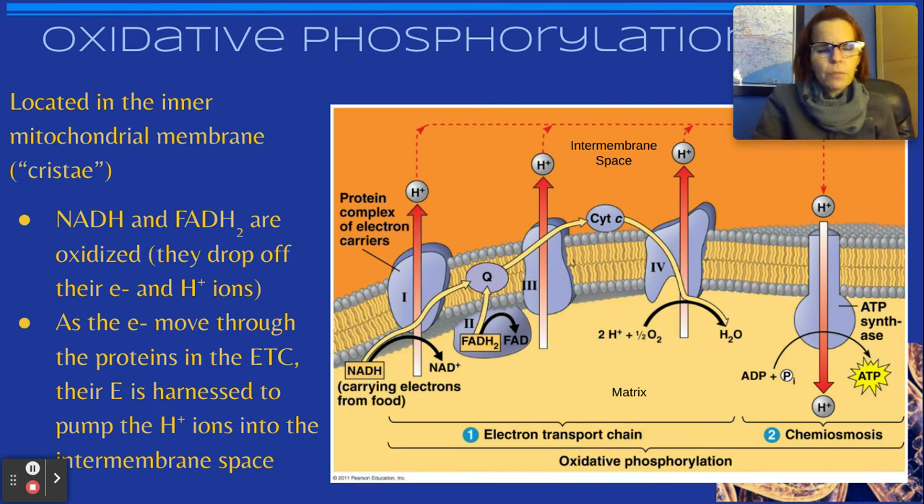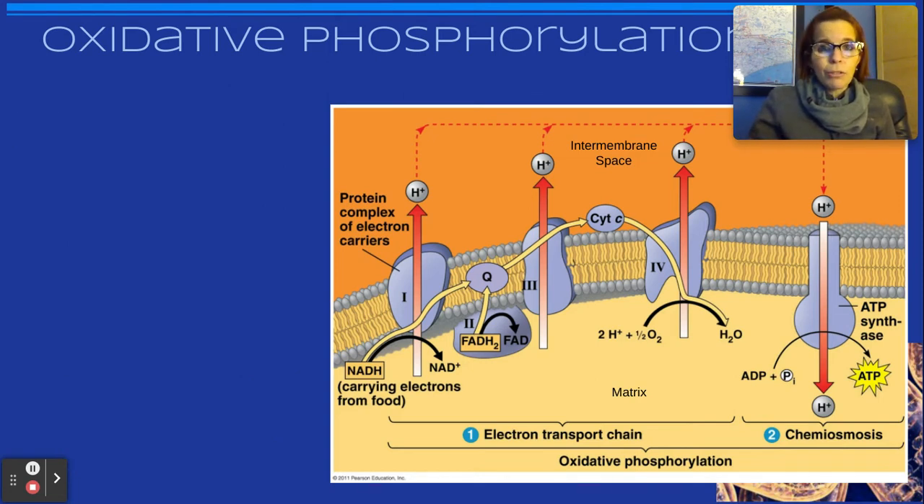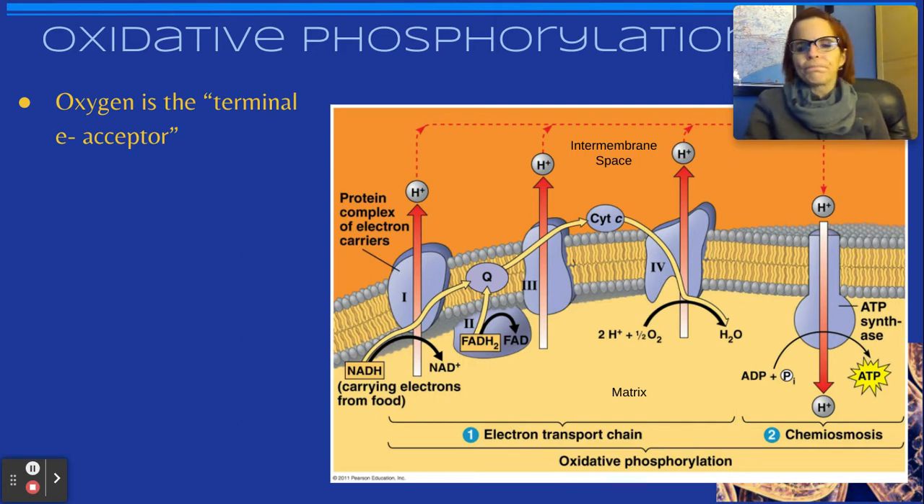So let me read that last bullet point to you. As the electrons move through the proteins in the electron transport chain, those are the 3, 5, 6 purple proteins that are embedded there, their energy is harnessed to pump the hydrogens into the intermembrane space. So we are producing a hydrogen ion or proton gradient in the intermembrane space, and that's about to be used for something really important.